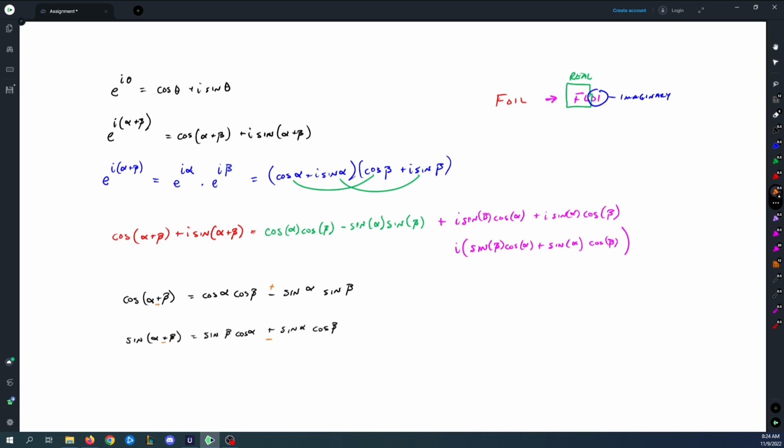So tomorrow I would like you guys to work on going through and proving these identities for yourself. And then I also want you to work on proving the difference identities. And then tomorrow I'll give you the product to sum and sum to product identities.